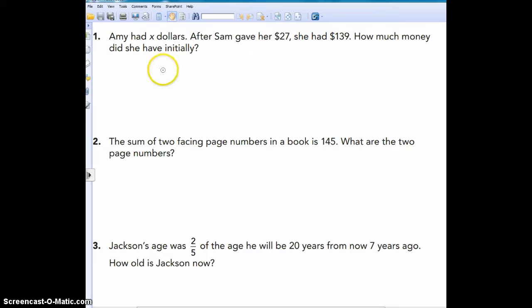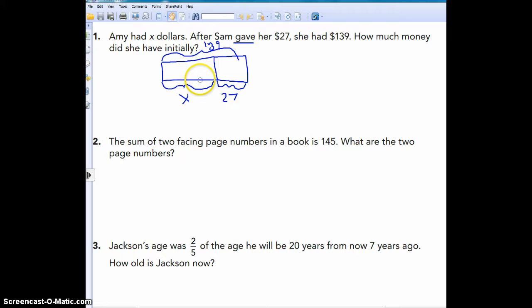There's a couple ways you can do this. Sometimes drawing a picture helps. And if we draw a bar model here, Amy started with X dollars and Sam gave her 27, so I know we're adding some of that on here. So then Sam gave her $27. Now she has 139.